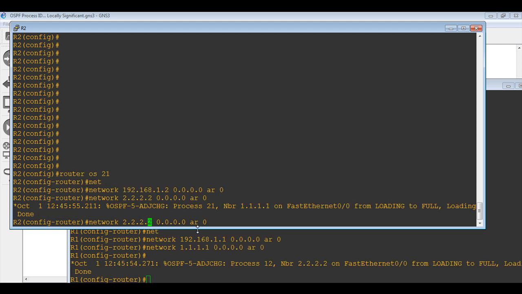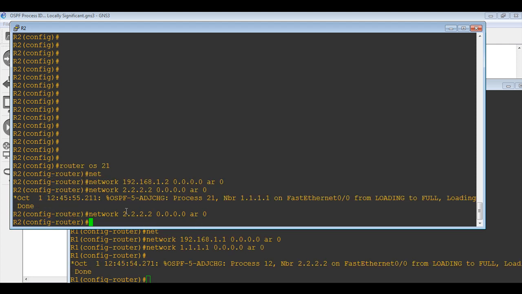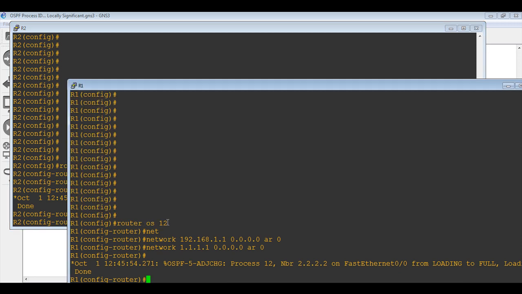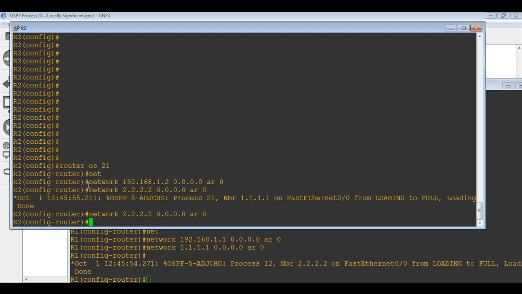We see that the adjacency came up between router 1 and router 2, so the protocol worked between the two routers, although the two routers have a different process ID. The process ID on router 1 is 12 and on router 2 it is 21, and although the process ID is different between the two routers, the protocol worked.